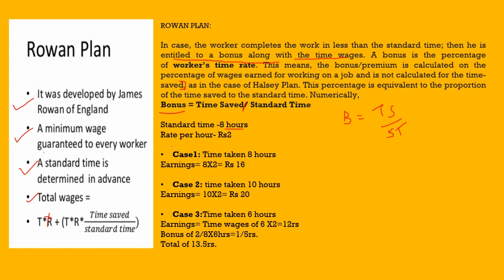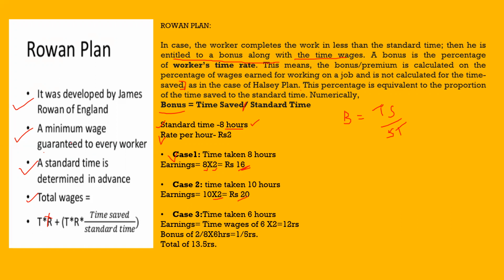Okay, so let's see how to calculate this. First, they have fixed the standard time of 8 hours, and the rate per hour is 2 rupees. In case 1, the time taken is 8 hours. So what is the earning? 8 hours into 2 rupees, 16 rupees is the earning. Next, case 2, the time taken is 10 hours. That means the person has taken more time than what he should have taken. So earning 10 into 2, exactly what he is receiving is 20.